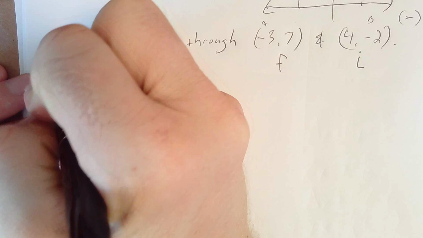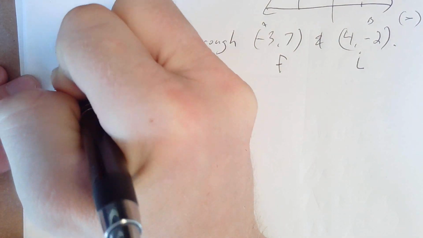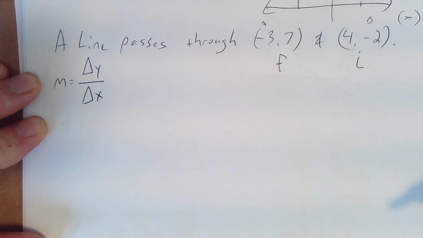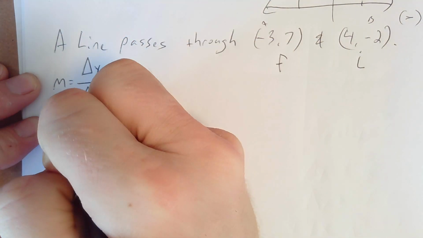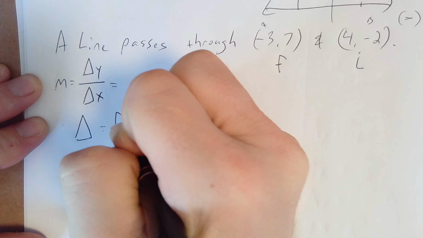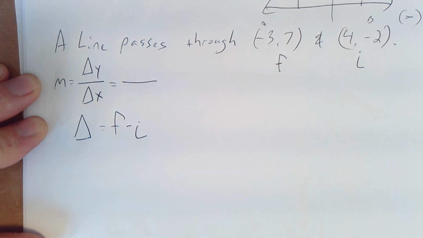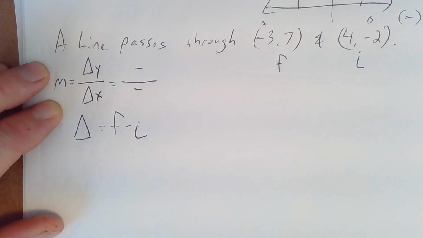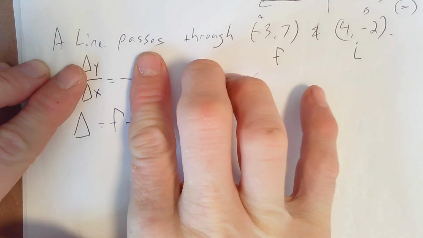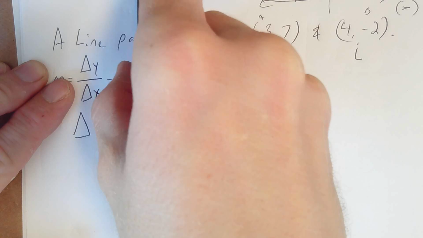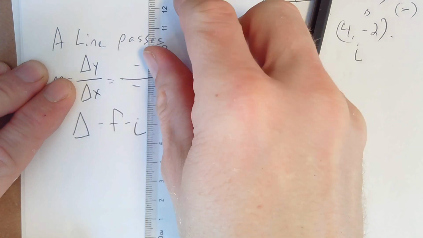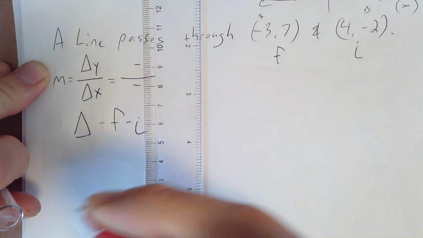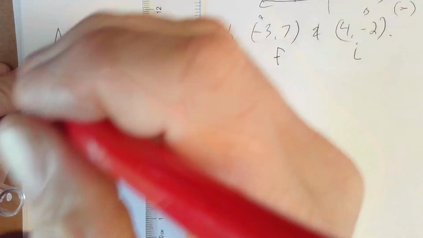My slope is my change in y over my change in x. Remember, a change is your final minus your initial. So I set up my equation and get ready to drop points in. I'm going to cover up the stuff I'm not going to use. I'm going to find my finals first. My final x's and my final y's are what I'm dropping in right now.